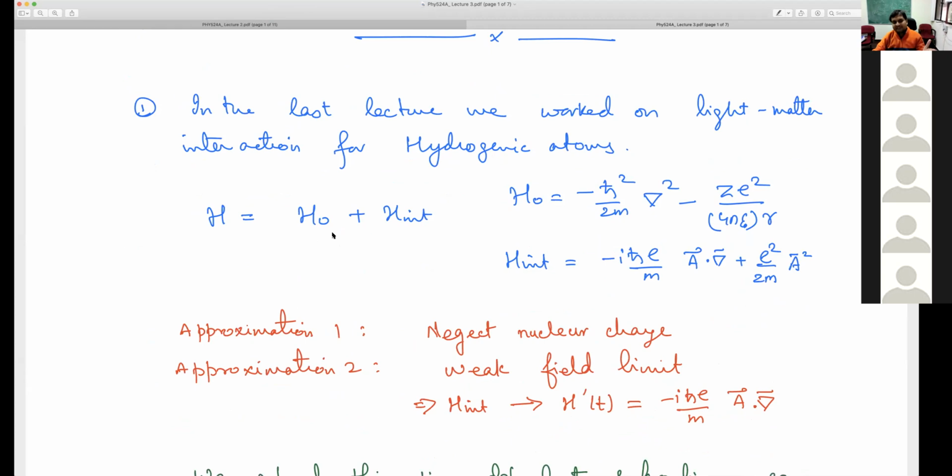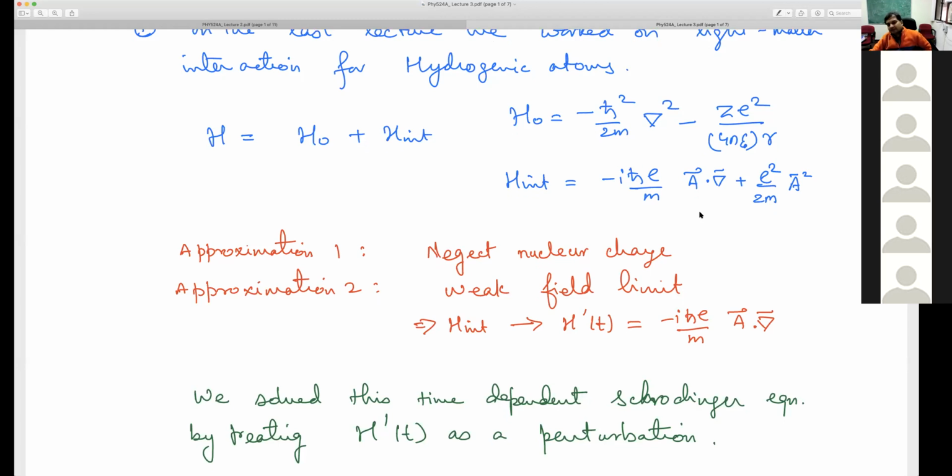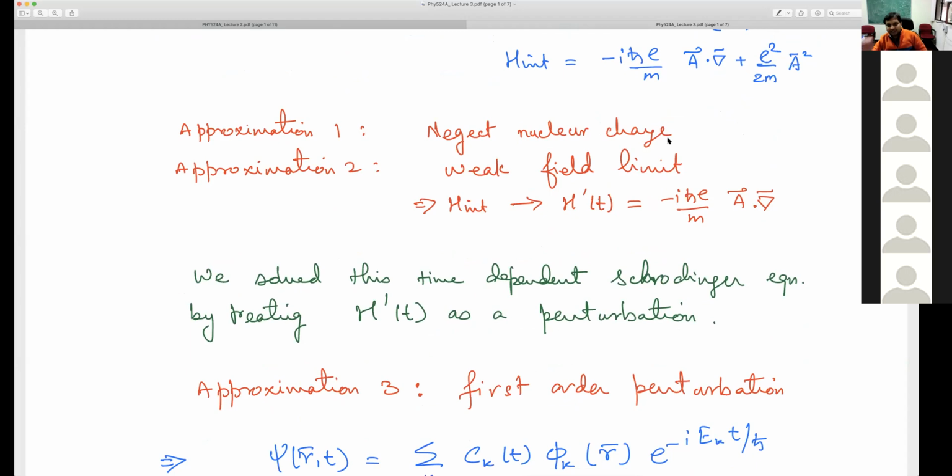This we just went through. So H total I can write in terms of H0 plus H interaction, and H0 is just the hydrogen atom, let's say P square by 2m plus the Coulomb potential. And H interaction, we showed that it had three terms, but one of the terms was zero, so it will be just these two terms. Making approximations again, neglect nuclear charge and light interaction, work in the weak field limit so that A square is not important, etc. So H int, I'll only treat some part of it, which is H prime, which is just the A dot del term.